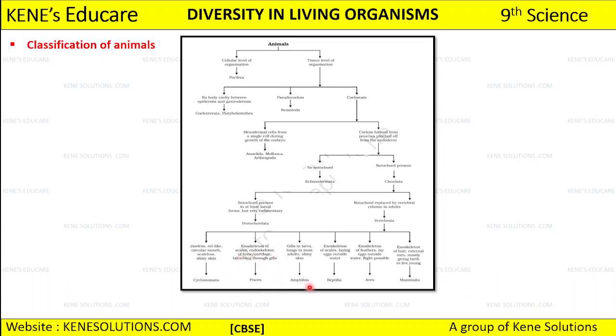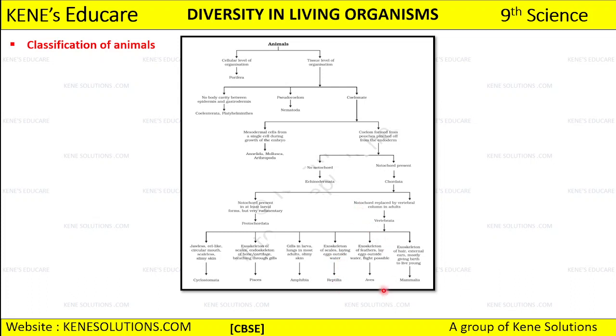Then we have the class Amphibia, where you will see gills in larvae, lungs in most adults, and slimy skin. These are the characteristics, and all the animals having these characteristics fall under this class called Amphibia. Now after Amphibia, we have Reptilia to discuss, where the animals have an exoskeleton of scales. They lay eggs outside the water, so they are all considered under Reptilia.